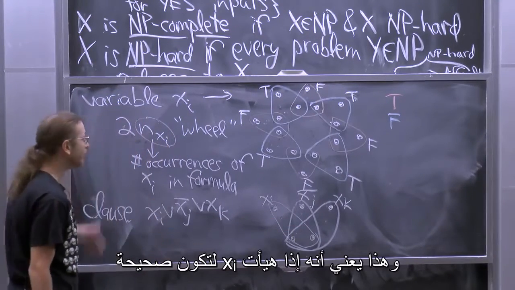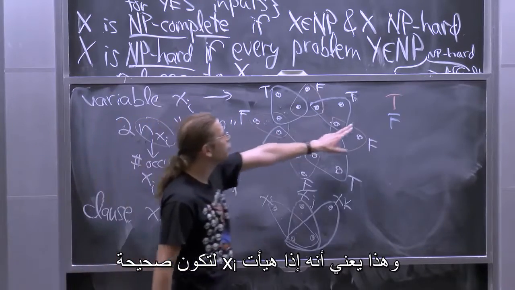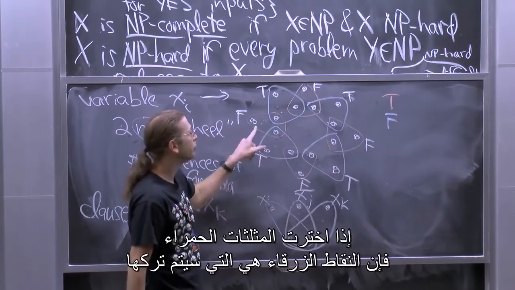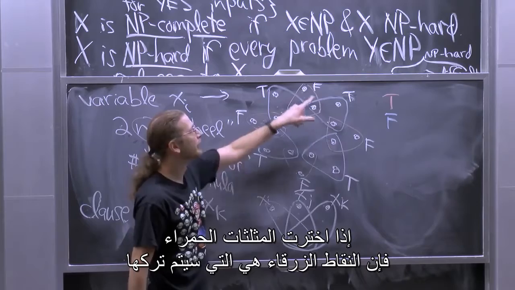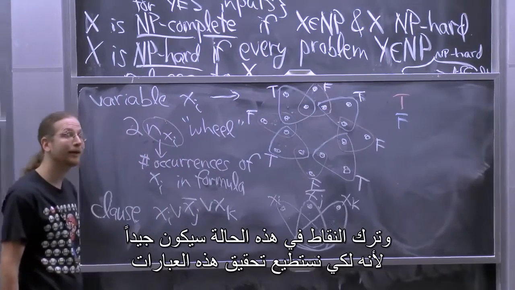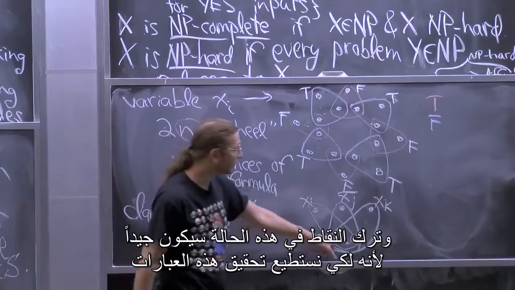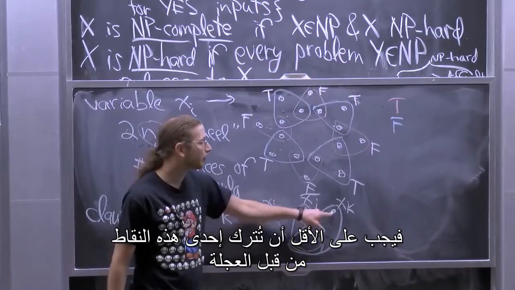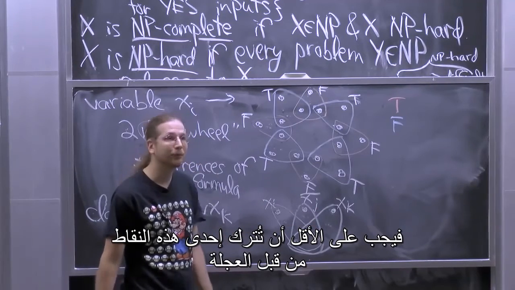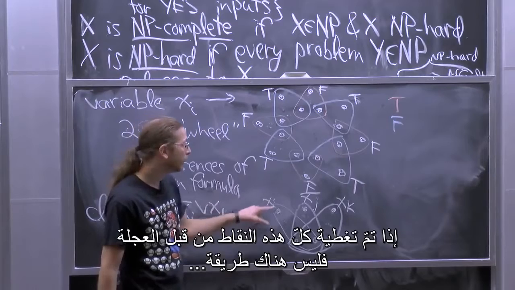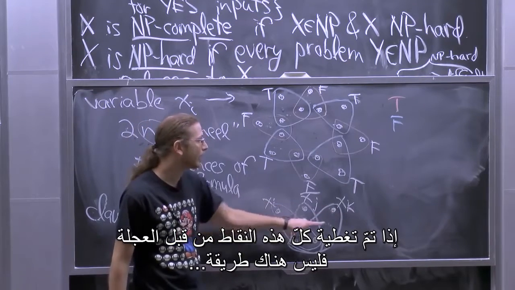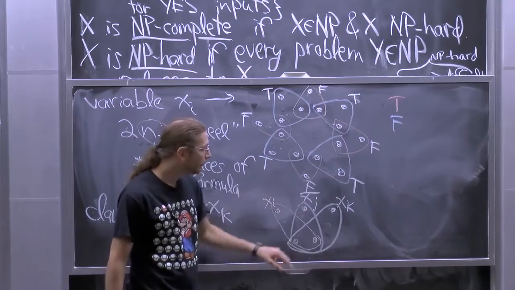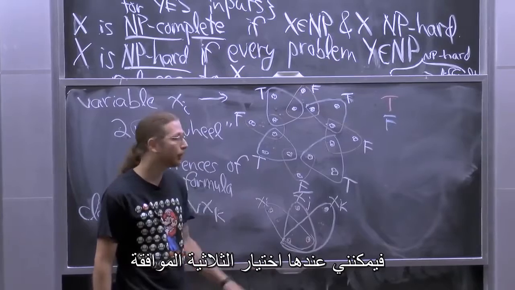What this means is, if I set xi to be true, it leaves behind these points marked true. If I choose the red things, then it's the blue points that are left behind. Leaving points behind in this case is going to be good, because in order to satisfy this clause, in order to choose one of these 3 triples, at least one of these must be left behind by the wheel. If all of these are covered by their wheels, then there's no way I can choose any of these guys. But if at least one of these is left behind by the wheel, then I can choose the corresponding triple and cover these points.